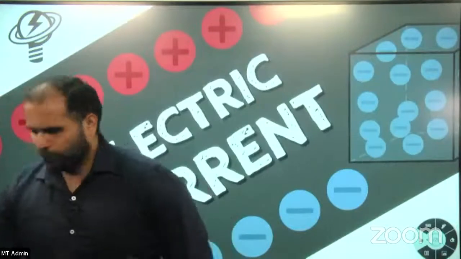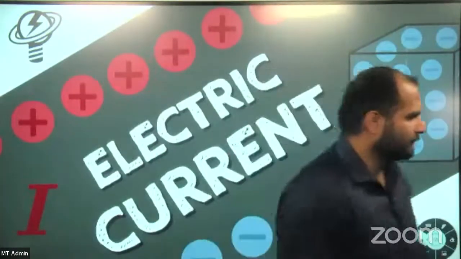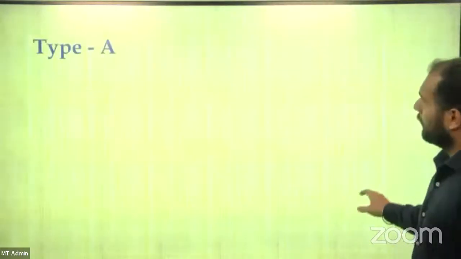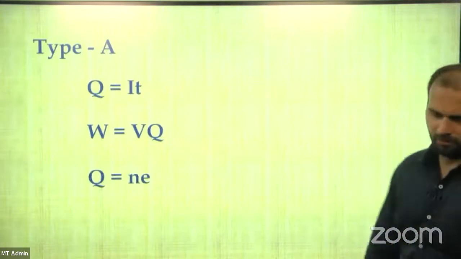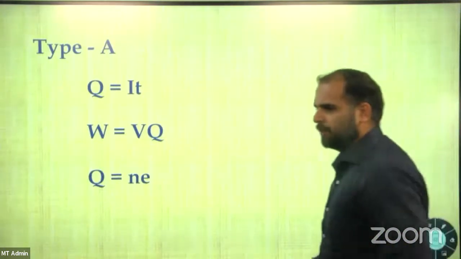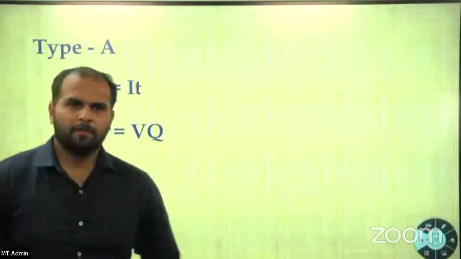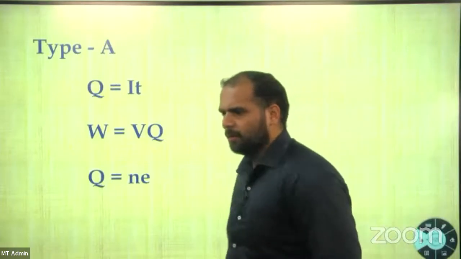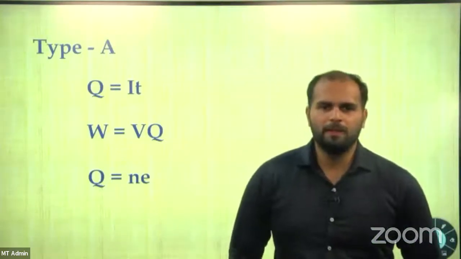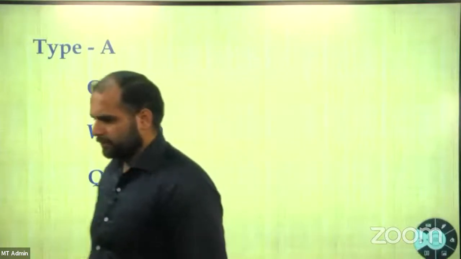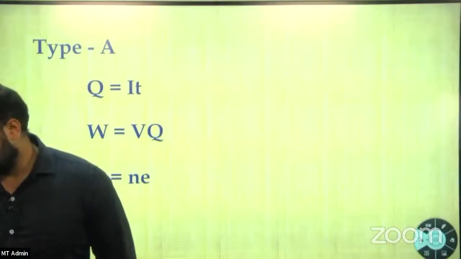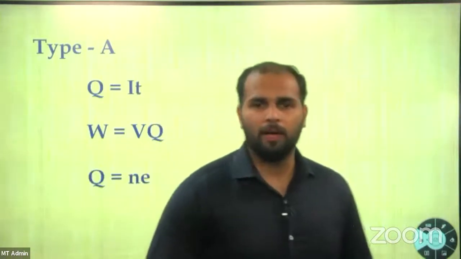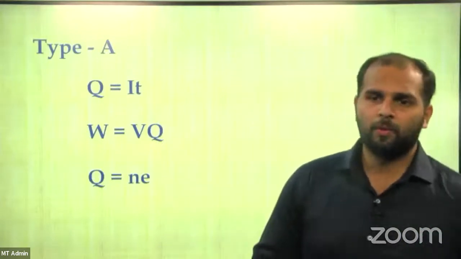Fine. So let us start with the first part. These are some basic formulas of current electricity. Have you heard these formulas, anyone? Q is equal to IT, W is equal to QV, Q is equal to NE. Yes or no? You might have heard this, but in some other format, I suppose. Yes, everyone? Q is equal to IT, W is equal to QV, and Q is equal to NE.